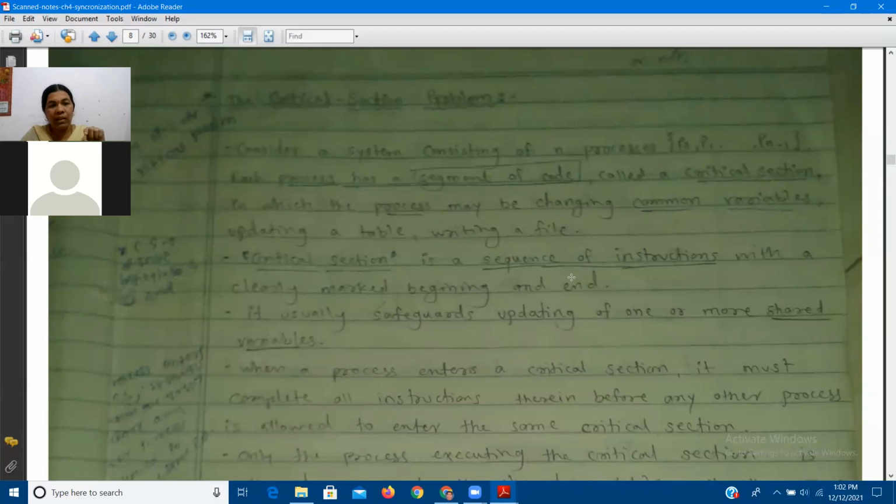So in this section, a process is manipulating only the common variables or global variables. Which variables are called common variables? The variables which are used by all the processes. If the variable is common, all processes are unable to use that variable at the same time.